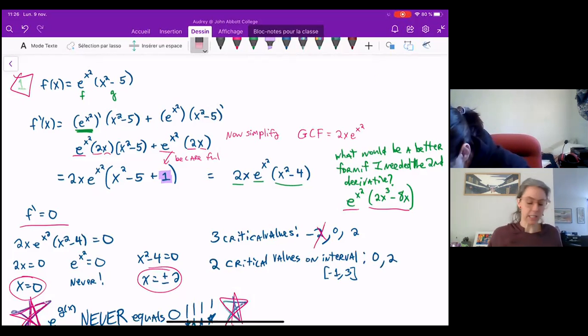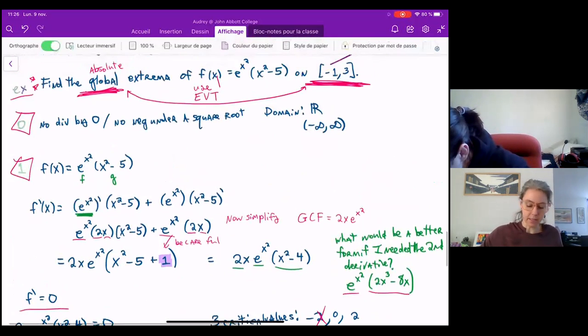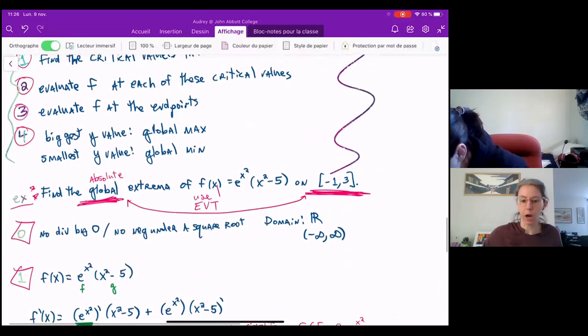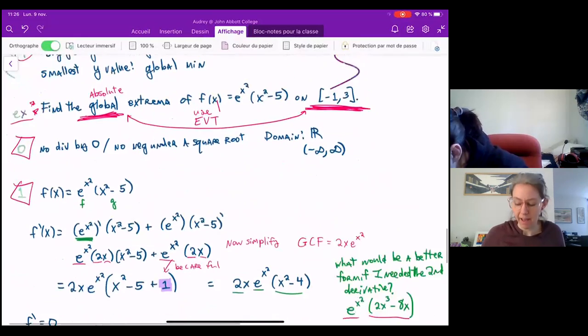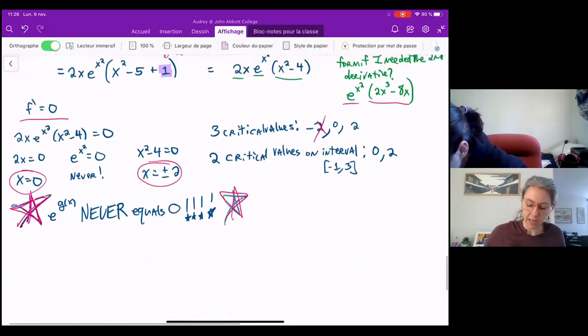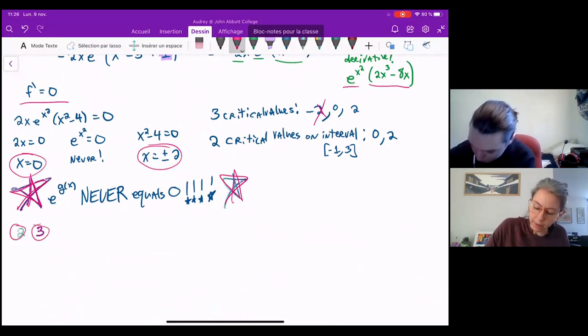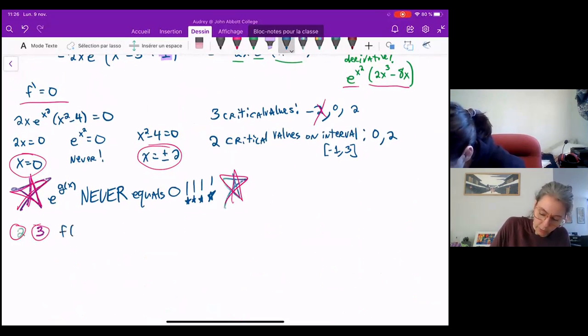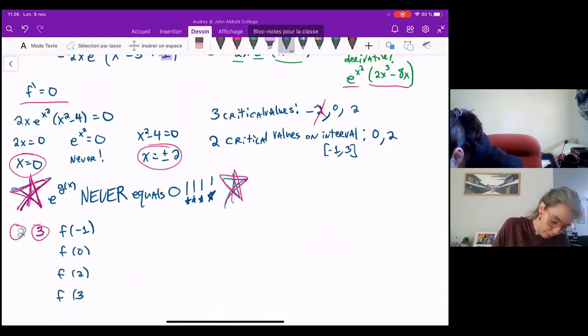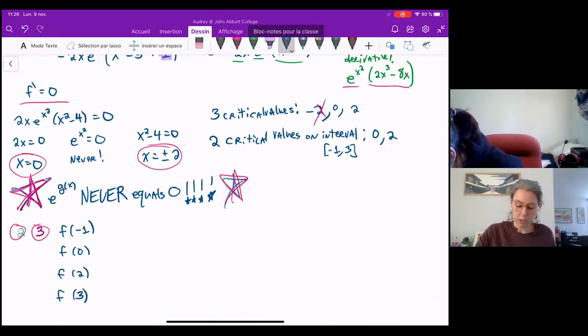Now I have a tendency to combine steps 2 and 3 here. I want to evaluate f at my critical values and my endpoints. So I'm going to do this as step 2 and 3 together. I'm going to be doing f of -1, my critical values, f of 0, f of 2, and my other endpoint, f of 3. So this is the critical values and the endpoints.